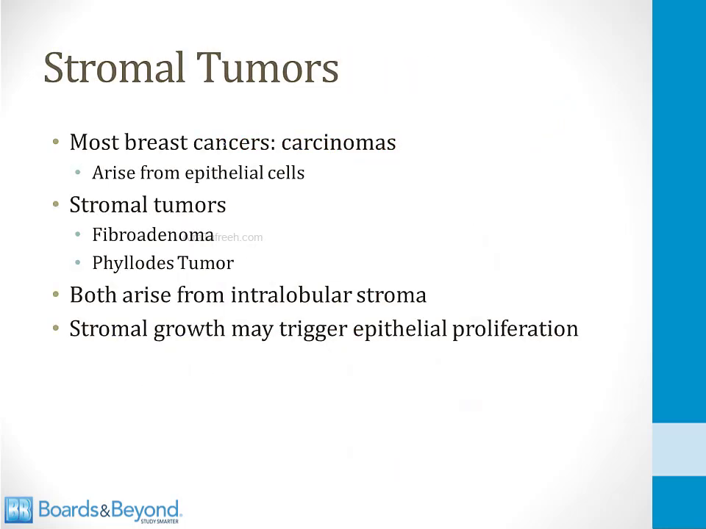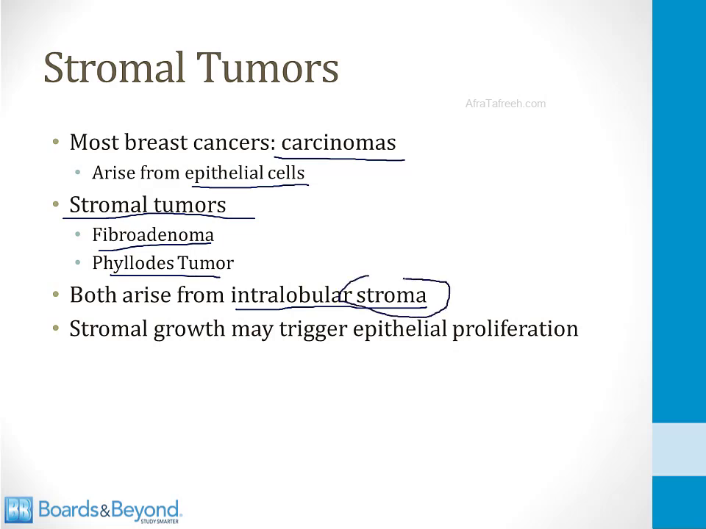Now let's talk about stromal tumors. So most breast cancers are carcinomas, which are tumors that arise from the epithelial cells of the breast. And I talk about breast carcinomas in another video. What I'm going to talk about now are stromal tumors. These are tumors that arise from the intralobular stroma, the connective tissue of the breast. There are two important stromal tumors you should be familiar with. They are the fibroadenoma and the phyllodes tumor. We'll talk about both of these in a minute. And they're both caused by stromal growth. Now, sometimes the stromal growth may trigger epithelial proliferation, but these are not tumors of the epithelial cells. They are tumors of the stroma.